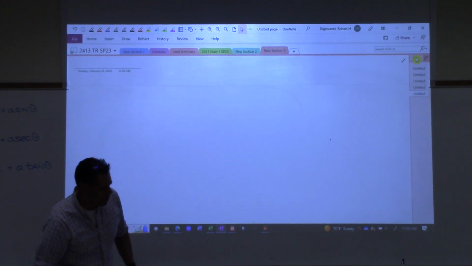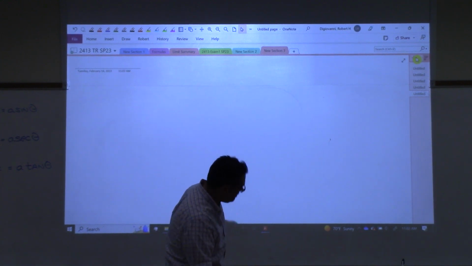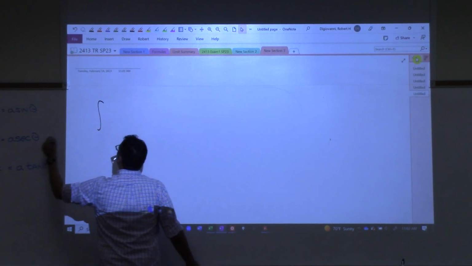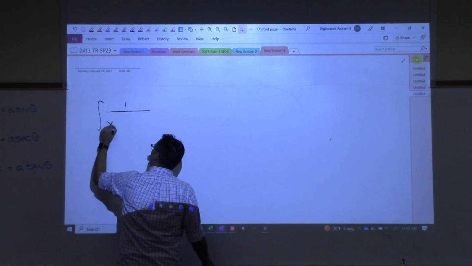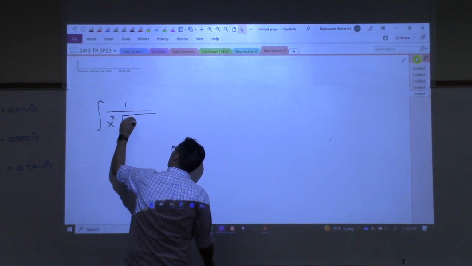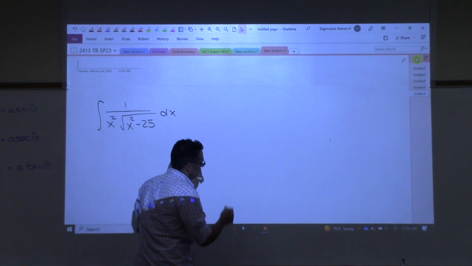So I'm going to start one out here. I want to start with one that uses this second method. So let's do the antiderivative of 1 over x squared square root of x squared minus 25 dx.